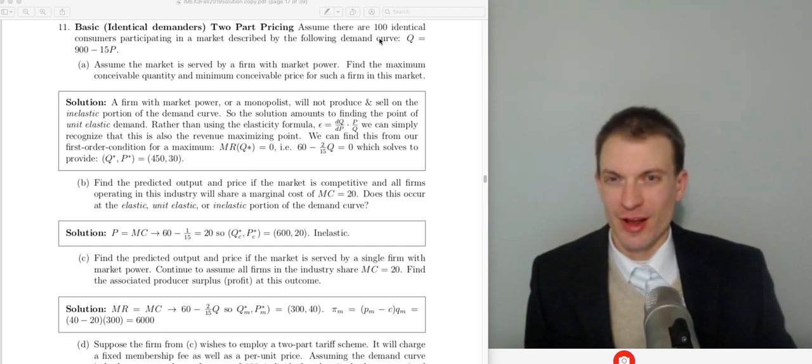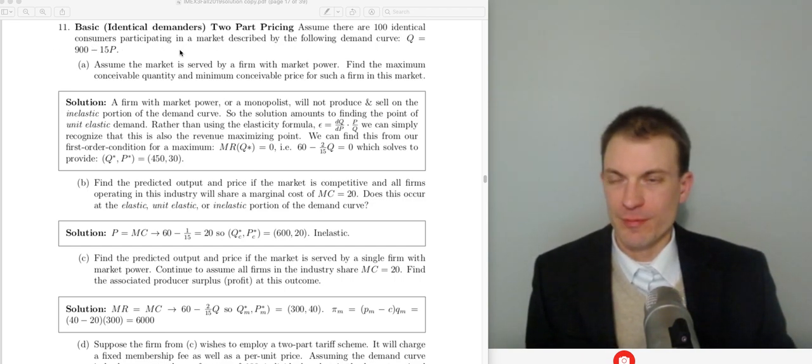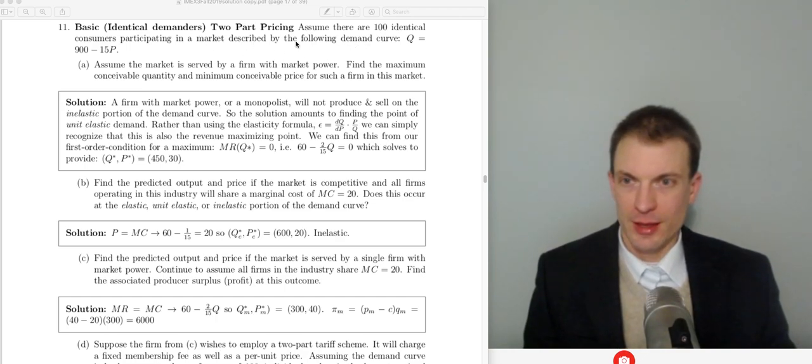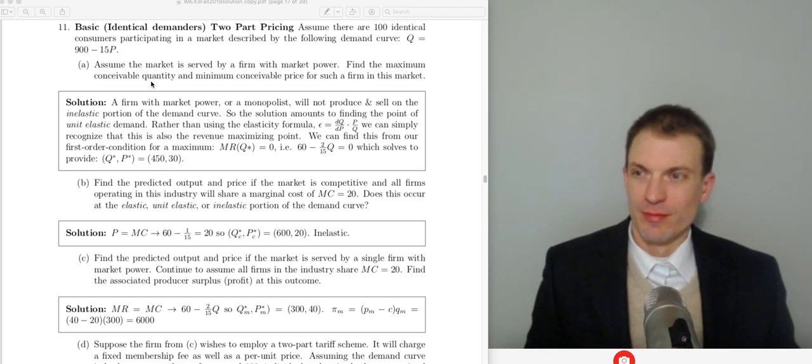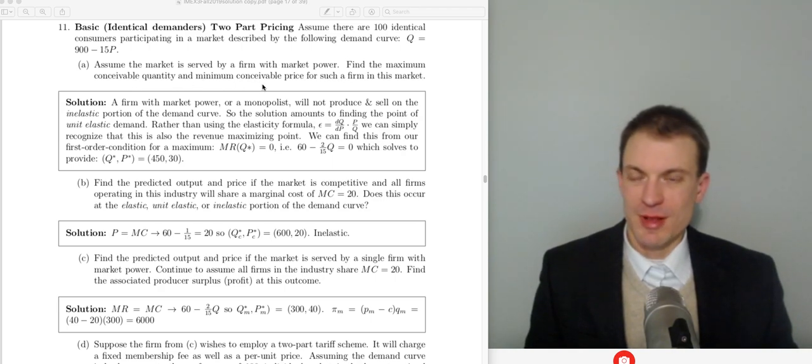All right. Assume we've got 100 identical consumers participating in a market described by the following demand curve. Q is equal to 900 minus 15p. Assume the market is served by a firm with market power. Find the maximum conceivable quantity and minimum conceivable price for such a firm in this market.